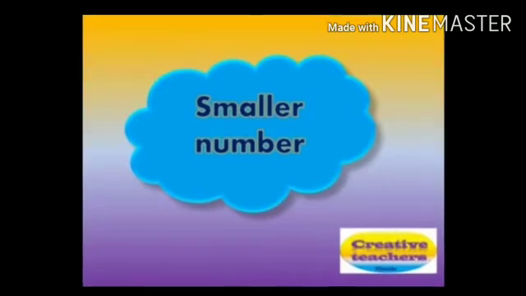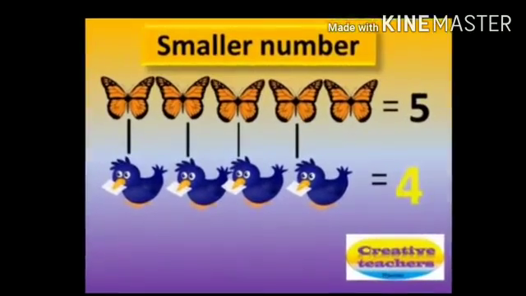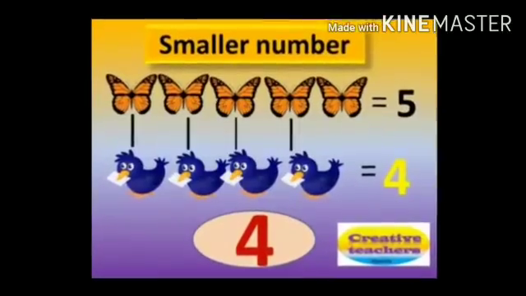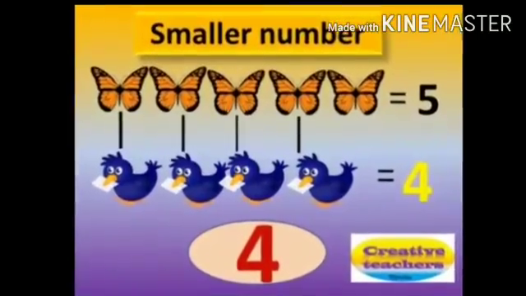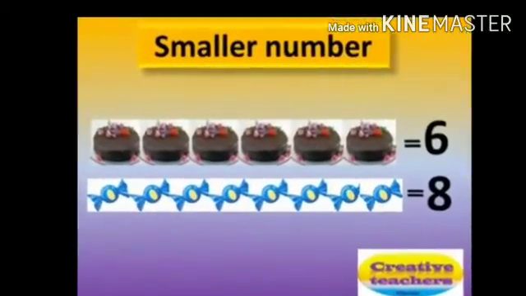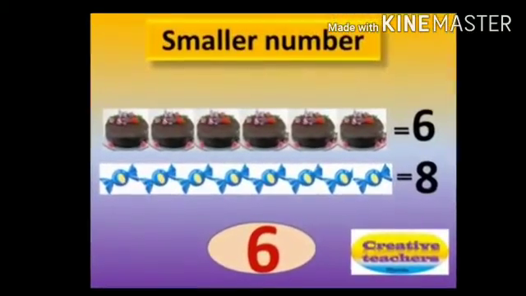Let's revise quickly. Which is the smaller number? 5 butterflies, 4 birds. 5 or 4? It's 4. 6 cakes, 8 chocolates. 6 or 8? It's 6.